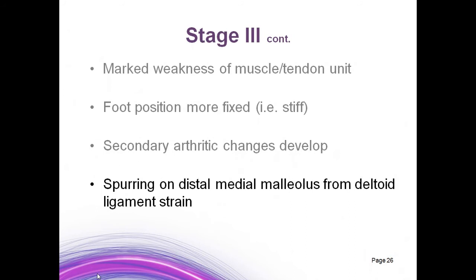Because the foot's so pronated, on radiographs, spurring can be observed due to the amount of stress on the deltoid ligament. As it strains on the medial malleolus, osseous spurring or an exostosis can form.